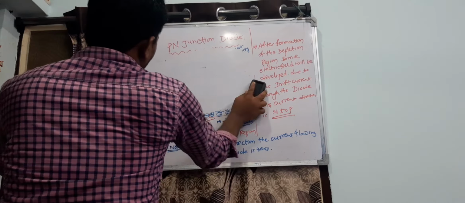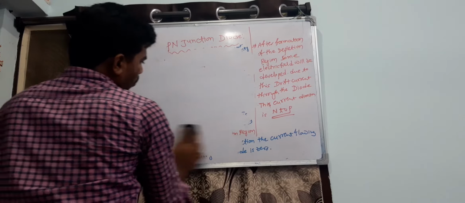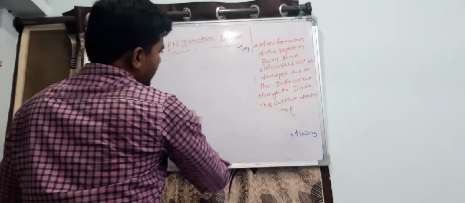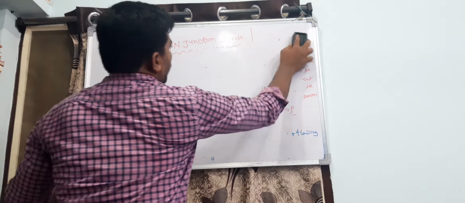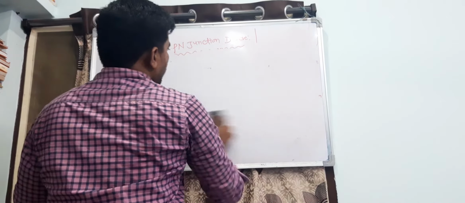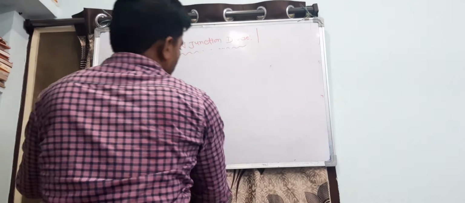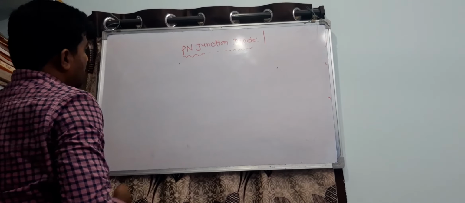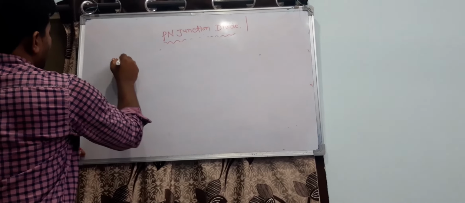So a PN junction can be operated in two modes. One is forward biasing and the second one is reverse biasing. What is meant by forward biasing and what is meant by reverse biasing? Now we are going to see. First of all, I am giving the definition of biasing here.